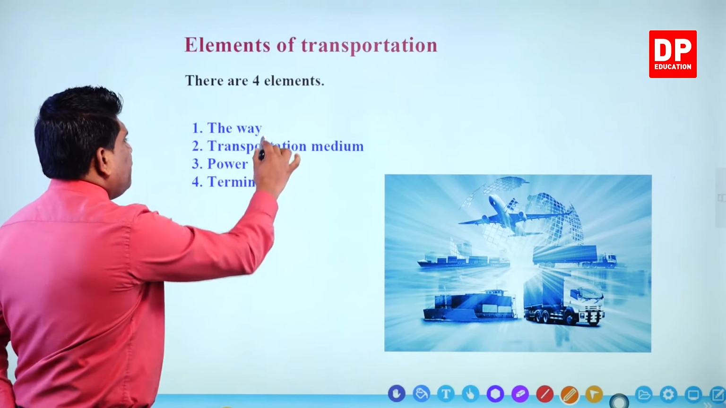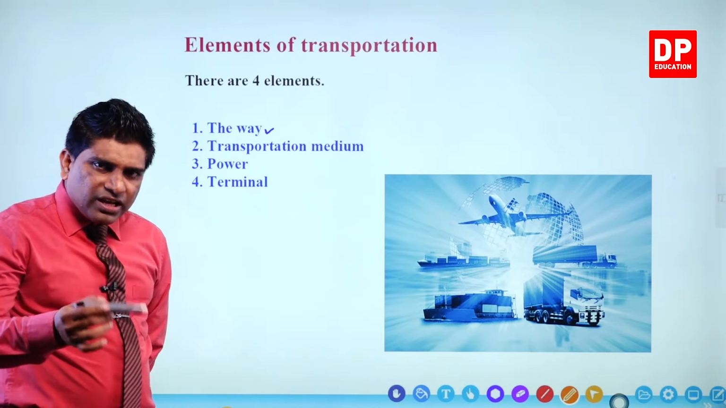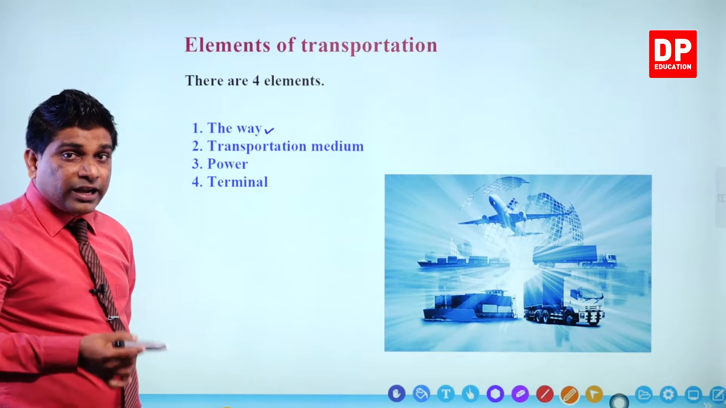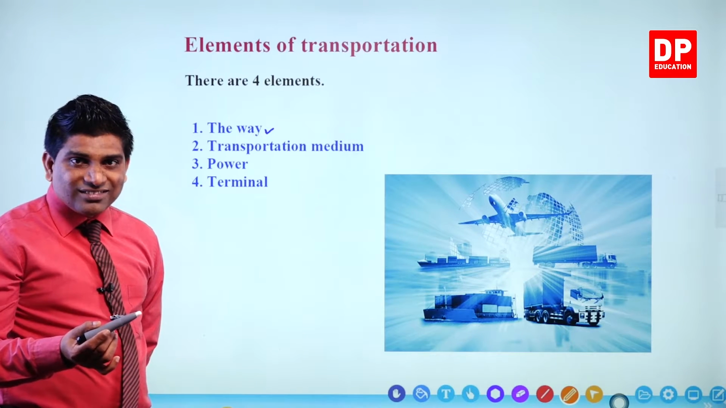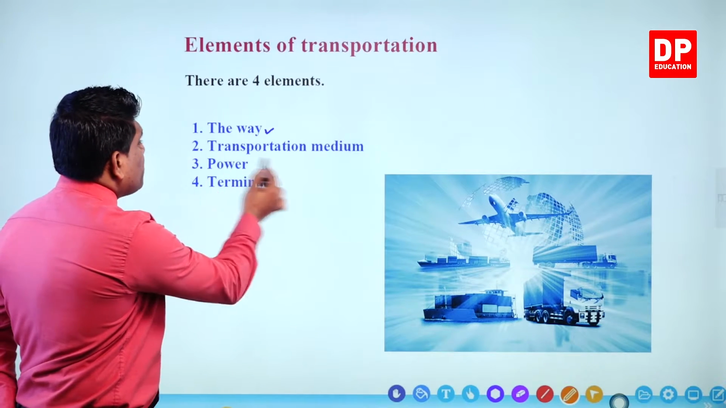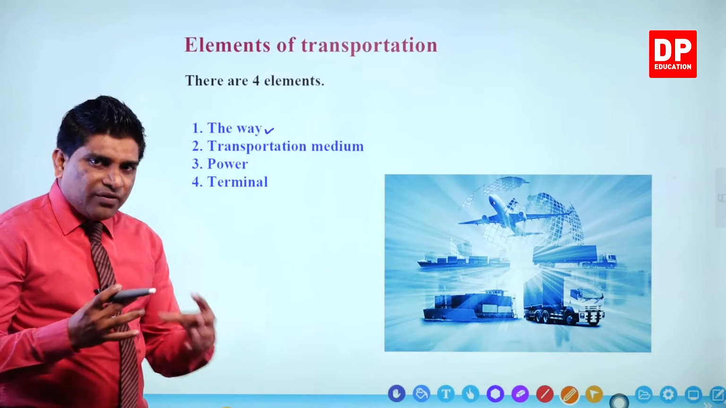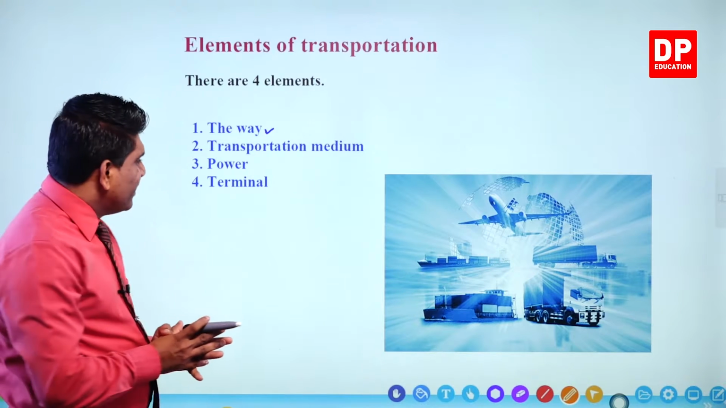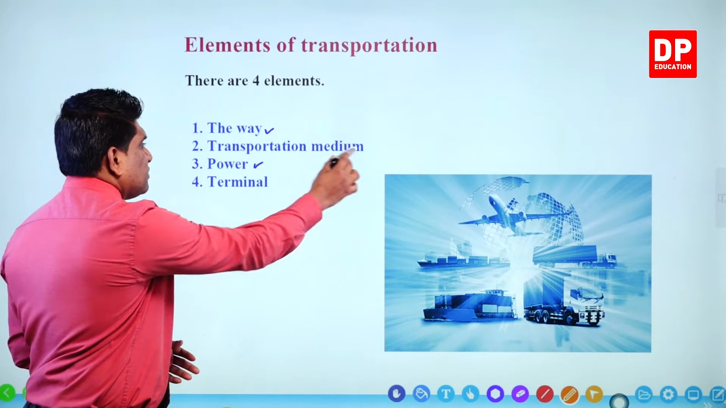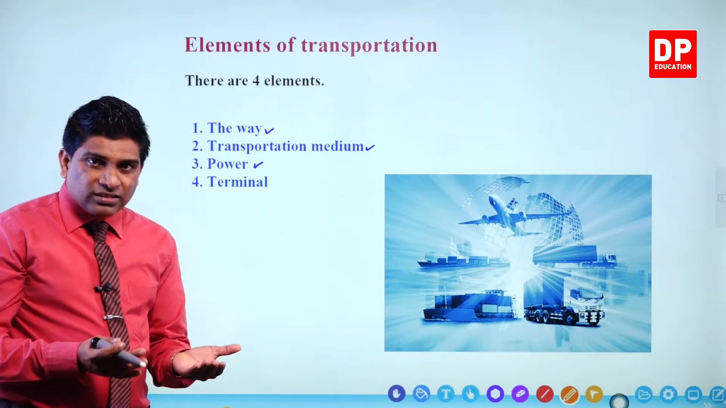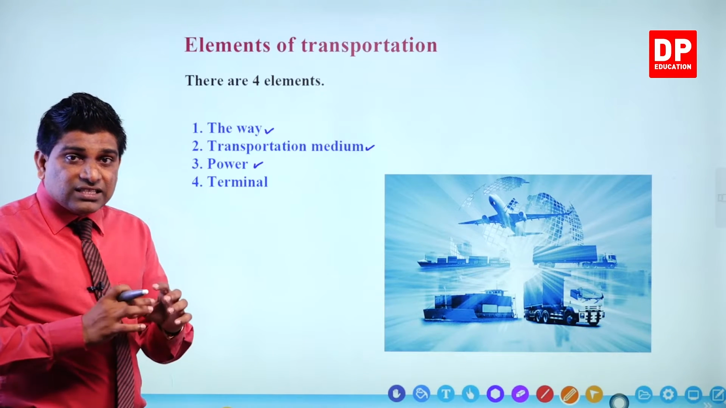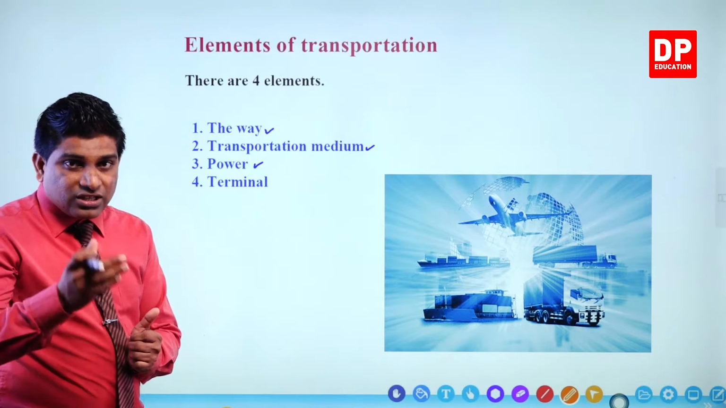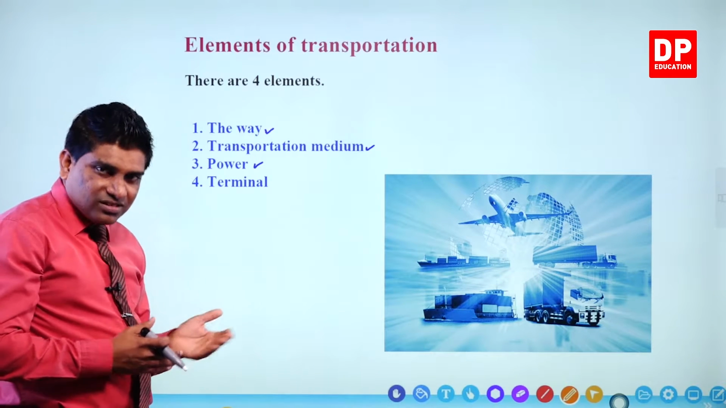There are 4 elements. What are they? The way. Different ways we can use to do transportation: waterway, airway, railway, roadway, like that, right? Then transportation medium. Different crafts, different vehicles, what you use to do the transportation, right? The other one is power. Fuel, electricity, gas, these are the powers we use to do the transportation. We will discuss each of these items after that, right?